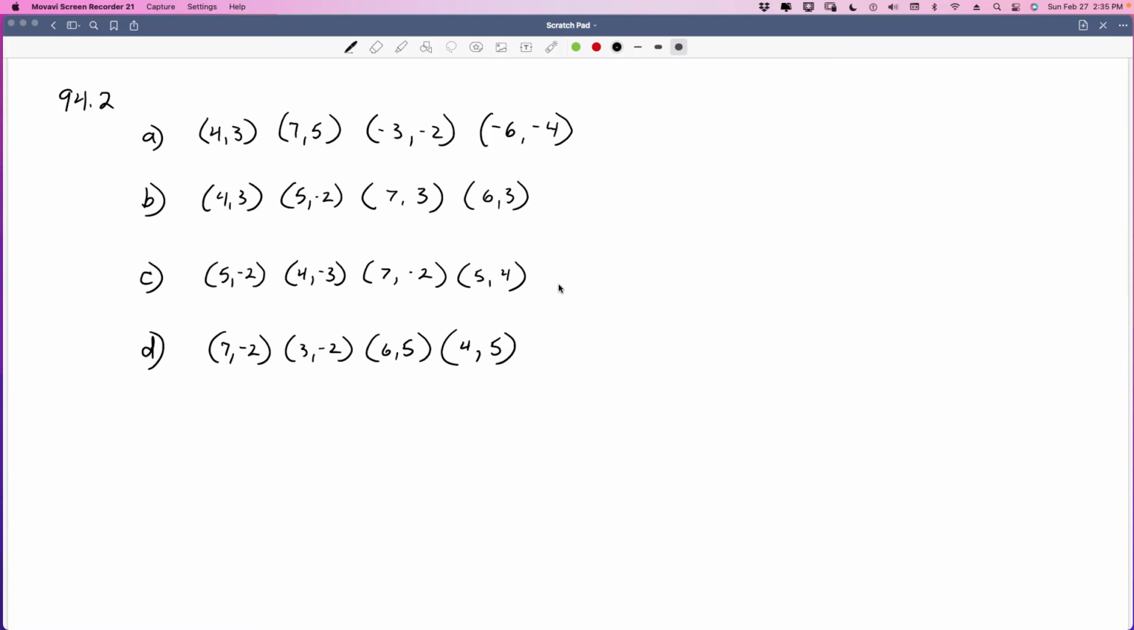All right, in example 94.2, we just have to look at the points and determine based on the points which ones are functions and which ones are not. So the only thing we have to really do is look at the x values and see if any of them are duplicated. So that's a 4, 7, -3, -6. Those are all different. Therefore, A is a function. All right, let's look at B. We have 4, 5, 7, and 6, all different x values. Therefore, B is a function.